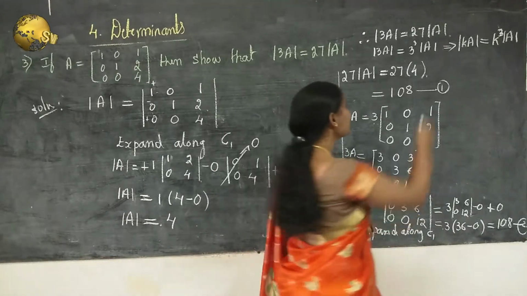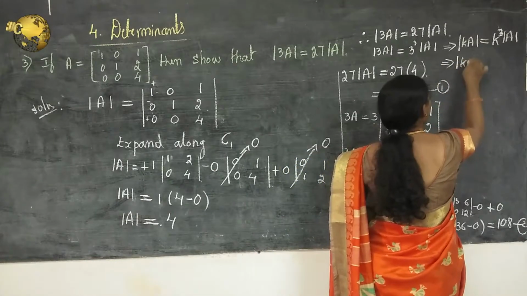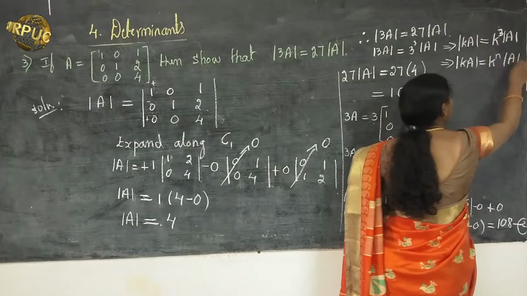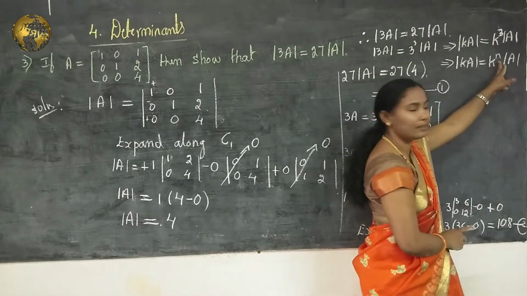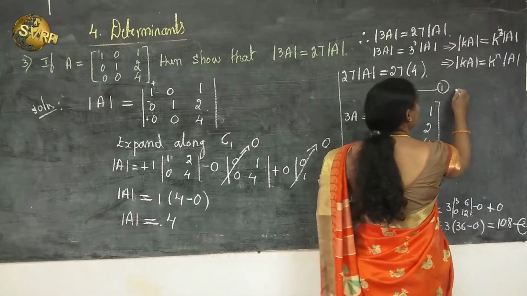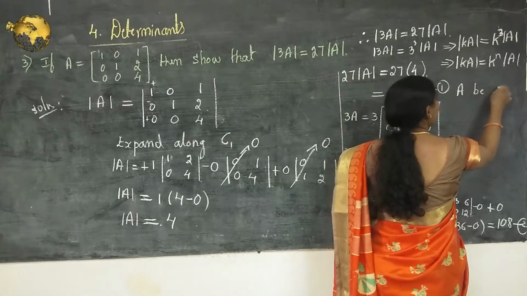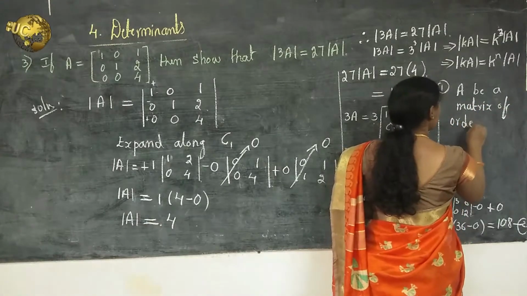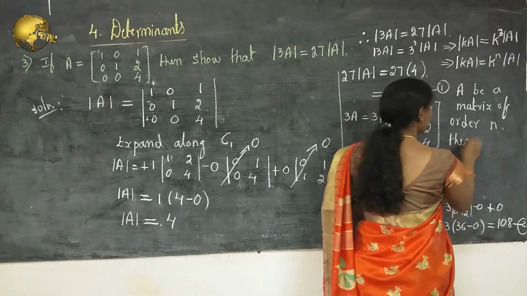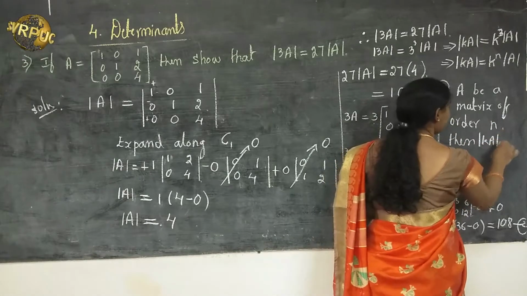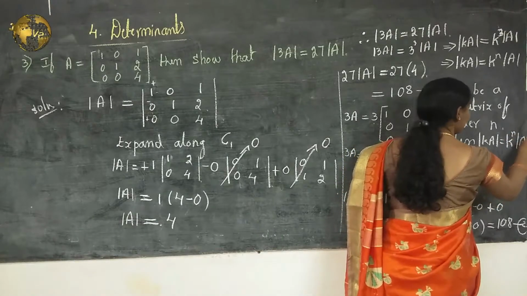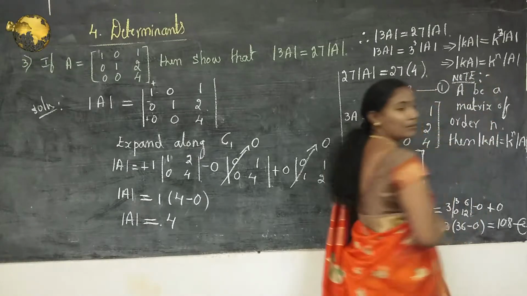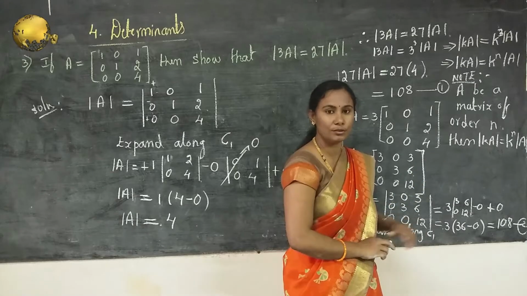And in general, we can say that determinant of KA is equal to K to the power of n into determinant of A, where the order is n. That means, let A be a matrix of order n, then determinant of KA is equal to K to the power of n into determinant of A. This we have to note down here. So for 1 mark questions, it is easy for us to do the calculations.